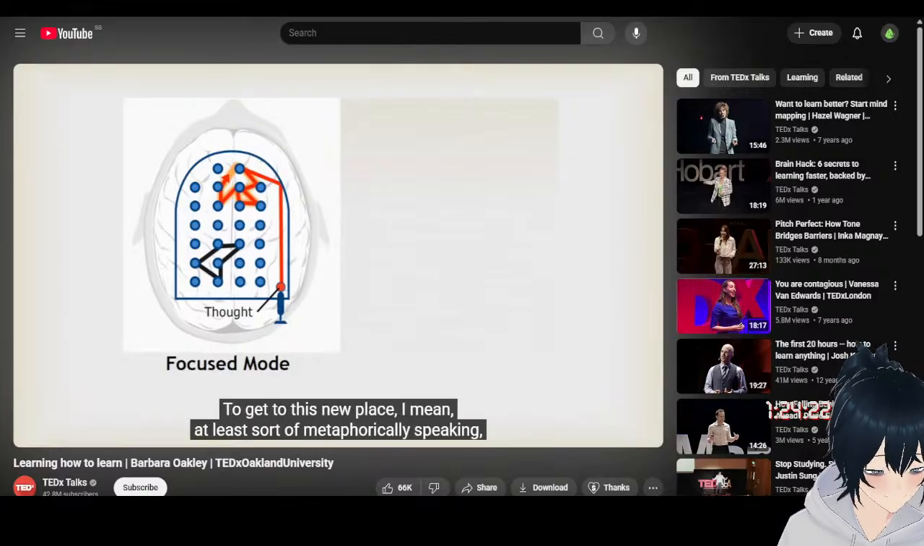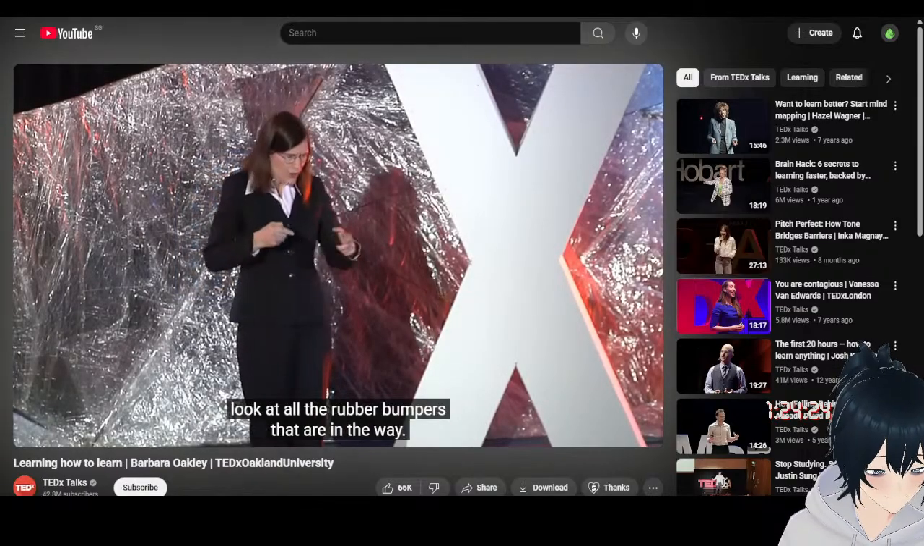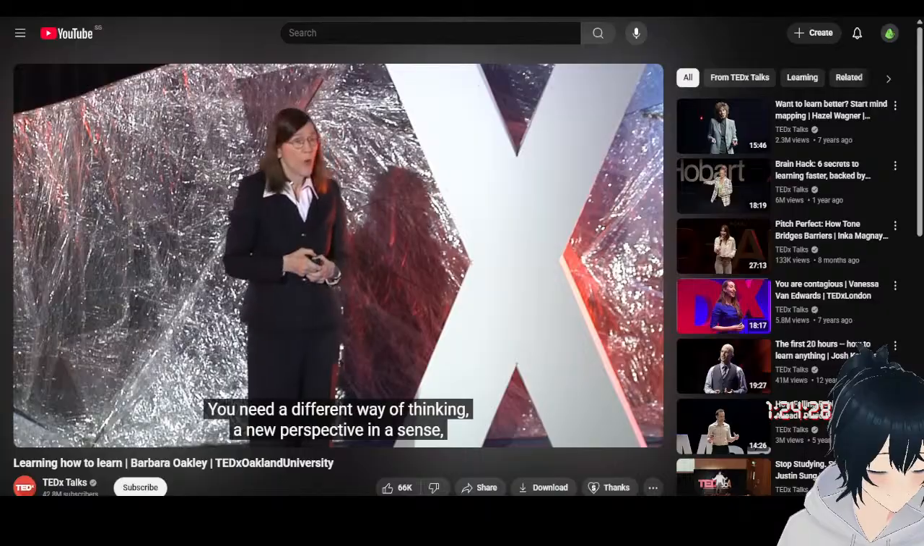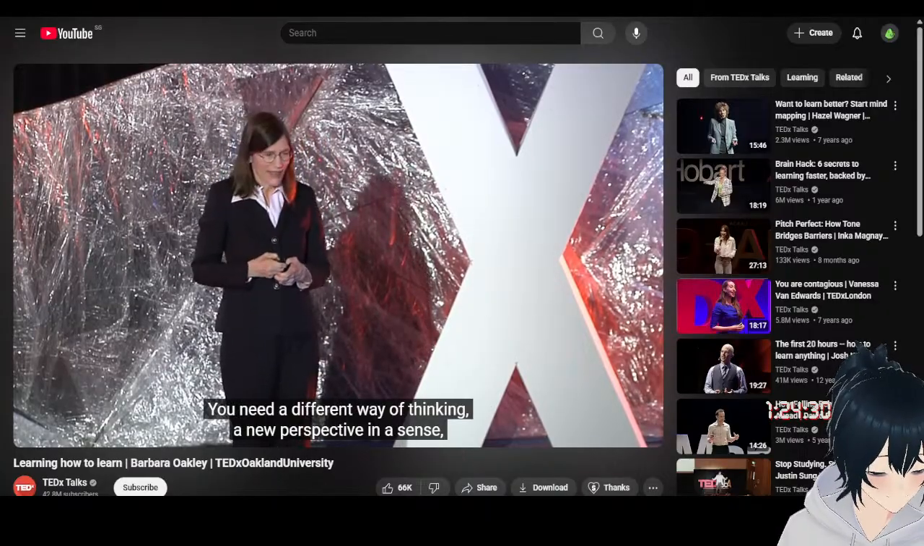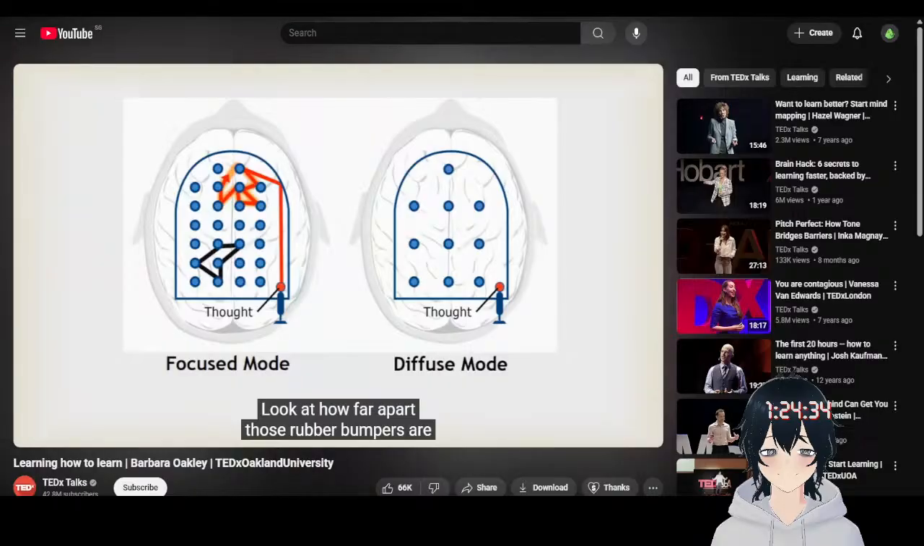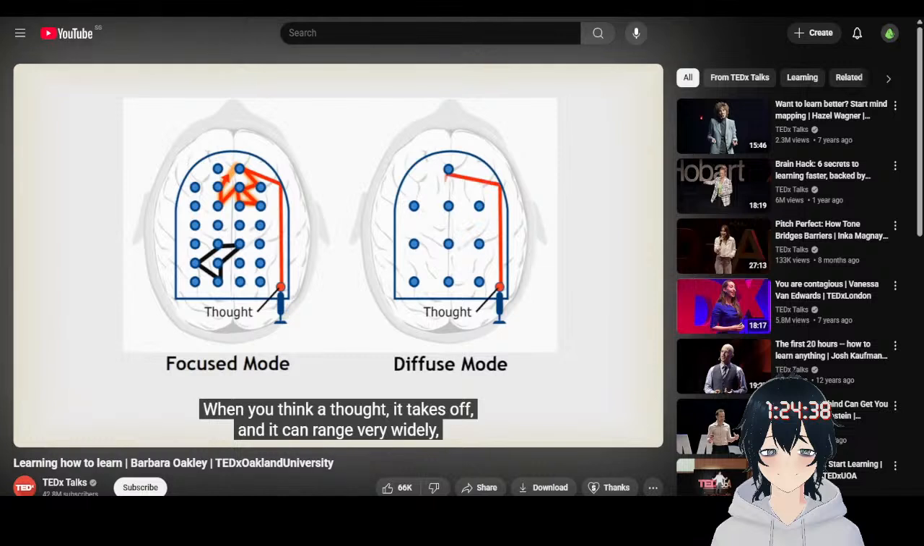To get to this new place, I mean, at least sort of metaphorically speaking, look at all the rubber bumpers that are in the way. How can you even get there? You need a different way of thinking, a new perspective, in a sense. And that's provided here by the diffuse mode. Look at how far apart those rubber bumpers are from one another. When you think a thought, it takes off and can range very widely as you're attempting to come up with some new ideas.